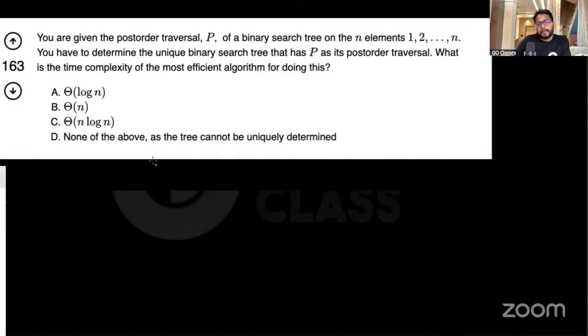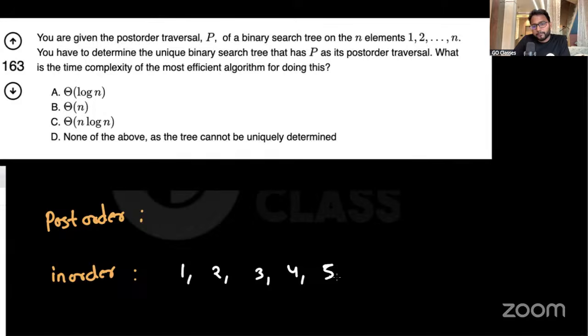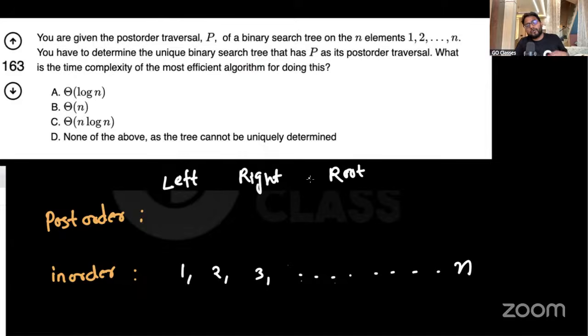So basically, they are saying that post order traversal is given to you. In order you anyway know, which is 1, 2, 3, 4, 5, like this till n, right? So for n numbers, this is the in order. Post order is given to you. Post order is basically left, right, and root.